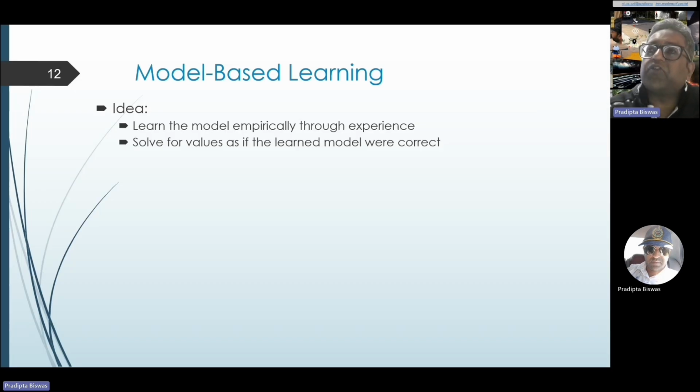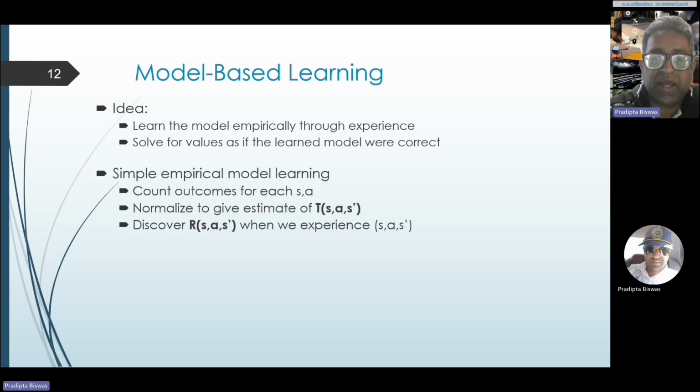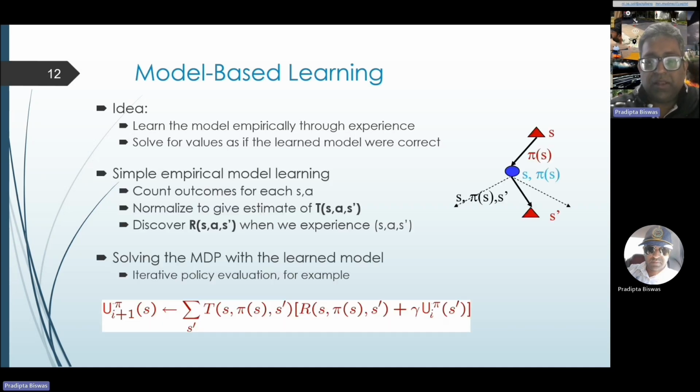For model-based learning, first we will talk about model-based learning, then we will go to model-free learning. We will learn the model empirically through experience, which means that we will let the agent experience the environment. What do I mean by experience? It will move through the environment and get some rewards. Initially, it will not get a reward. Once it reaches the terminal state, it will get some reward. And then we will back calculate.